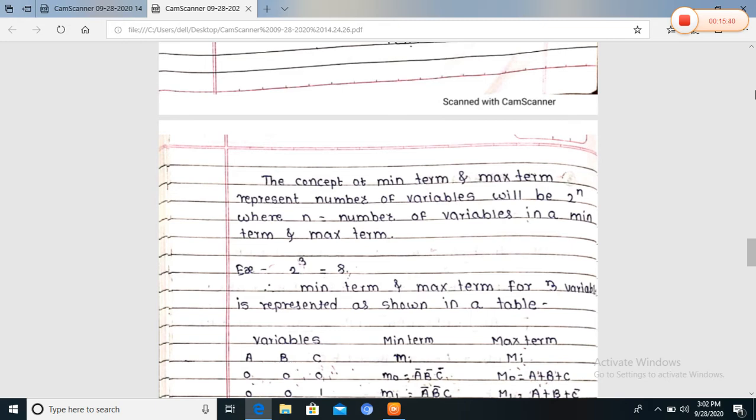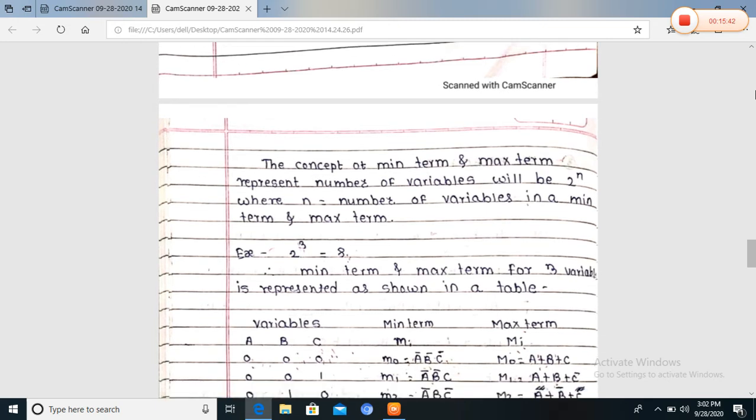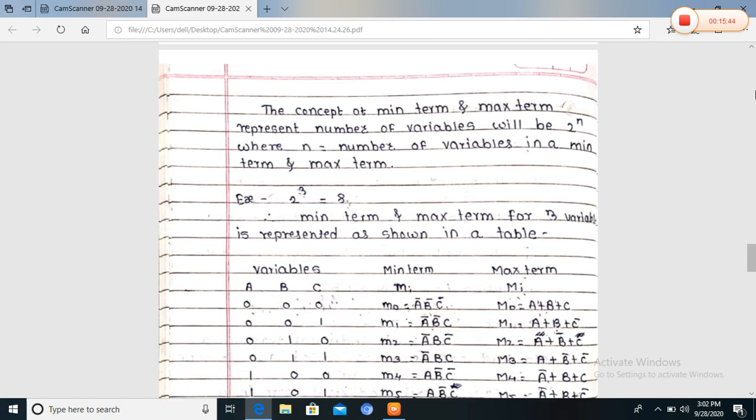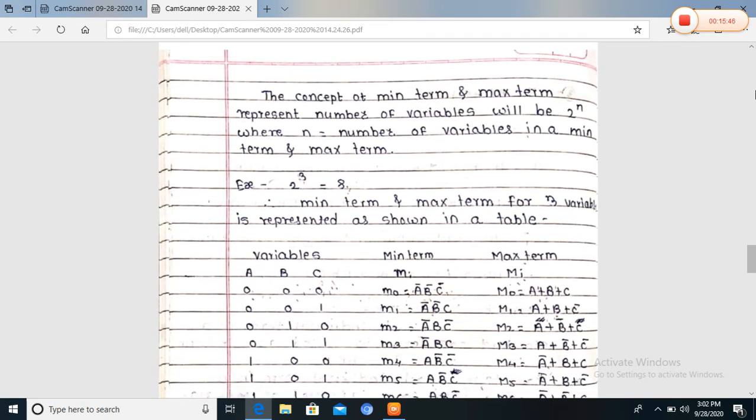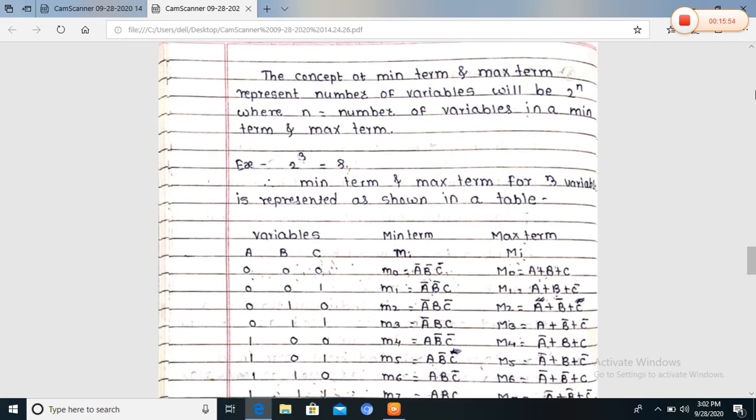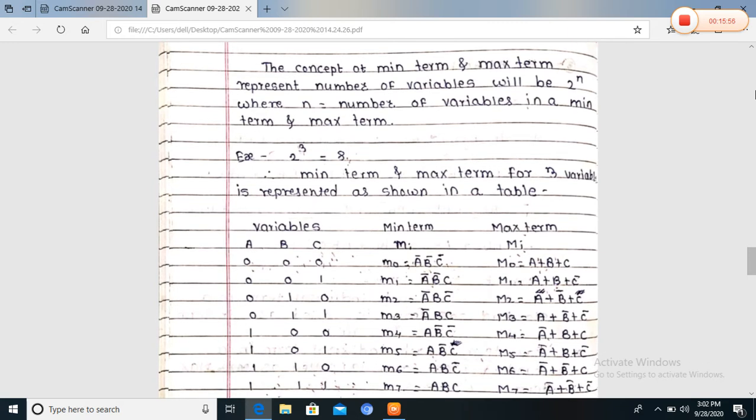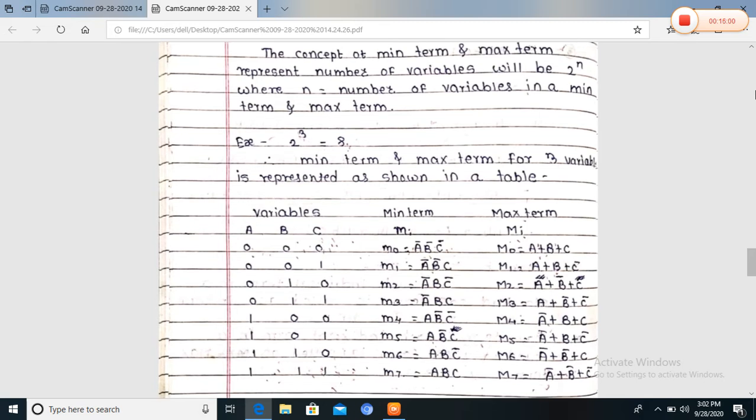The number of min terms and max terms for n variables will be 2 raised to n, where n is the number of variables. Take one example. In that example, there are 3 literals present in the expression: a, b, c. So the min terms and max terms are represented as 8 in number, that is 2 raised to 3, where n means the number of variables.